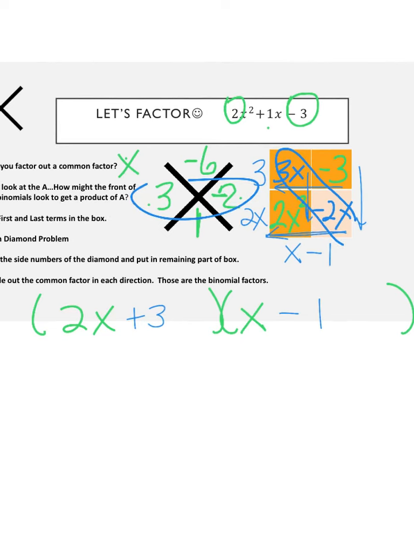There you go. So 2x times x is 2x squared. 3 and negative 2 is positive 1x. 3 times negative 1 is negative 3. We've got what we want.